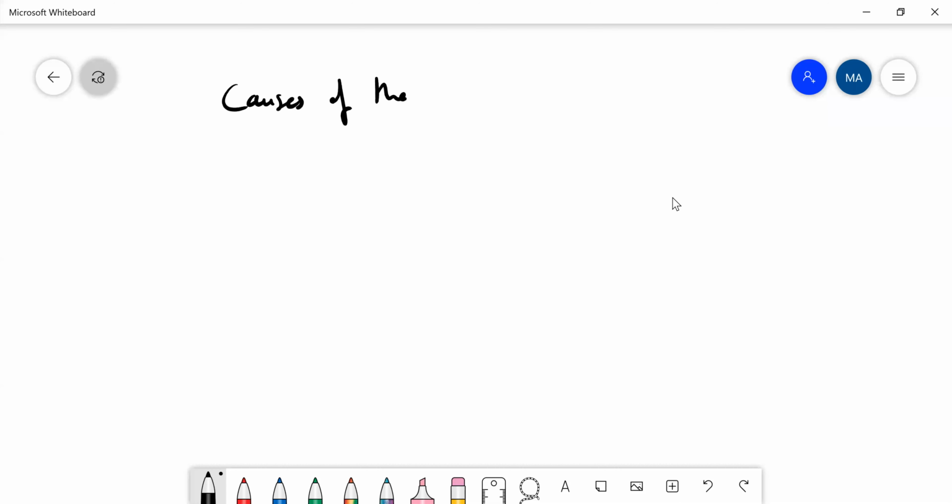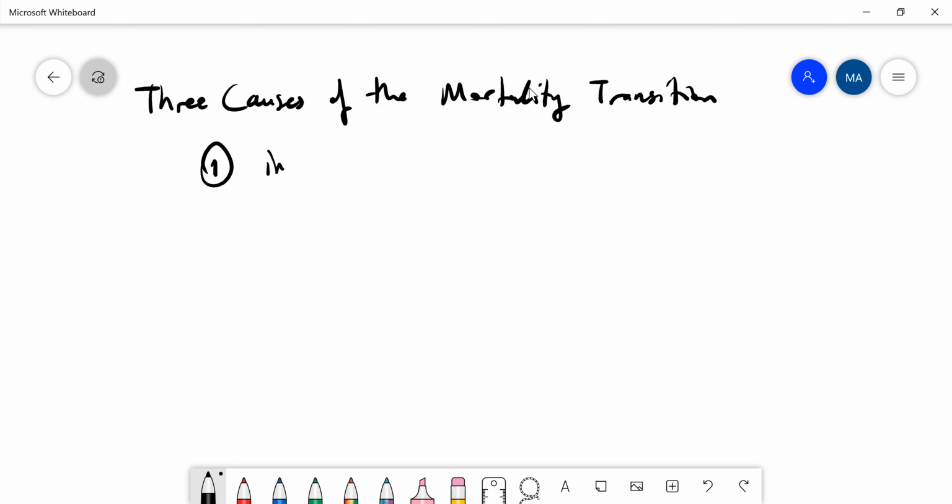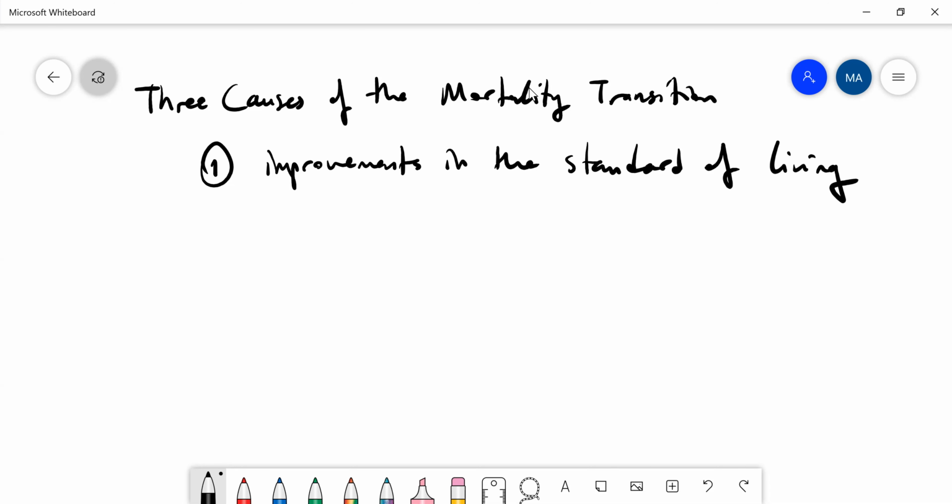causes of the mortality transition. Okay? Now, typically, we have 3 causes. Okay, so the general agreement in the literature is that there are three causes. One is improvements in the standard of living. Okay.